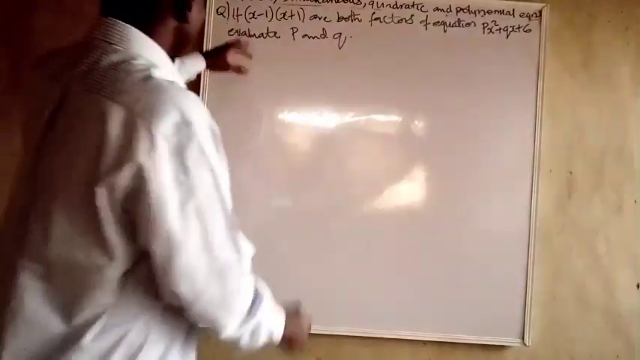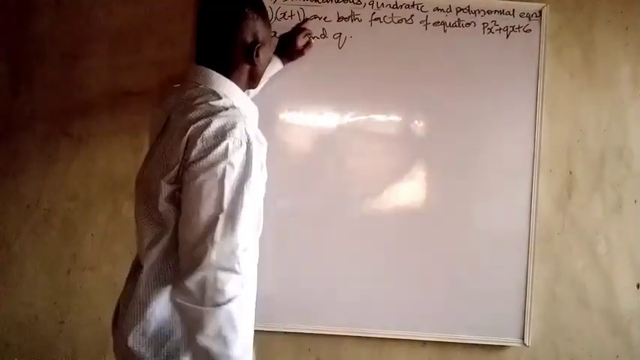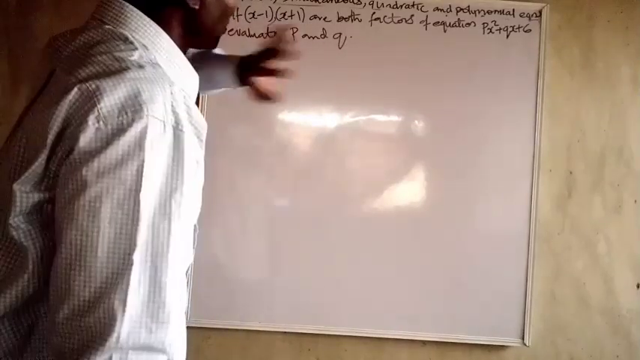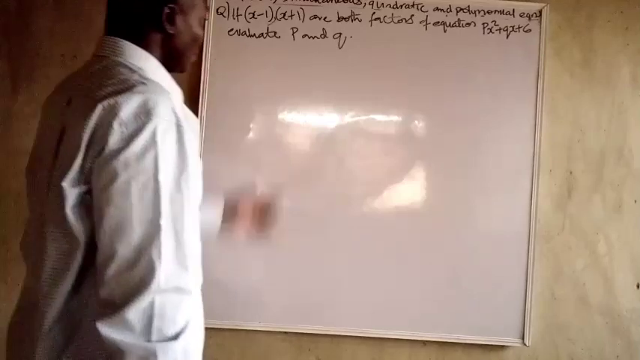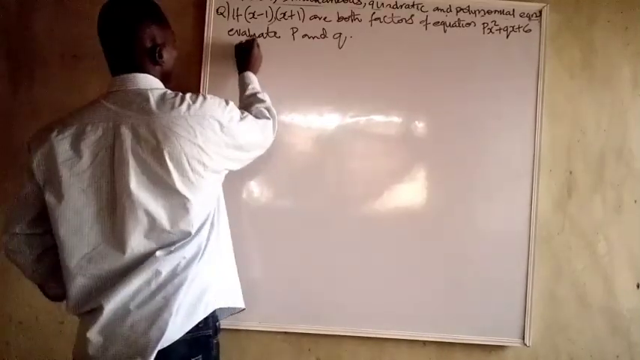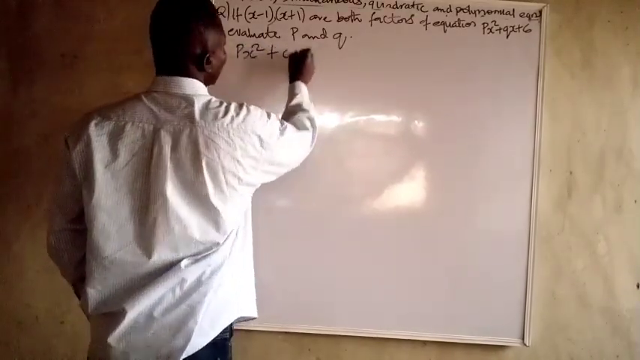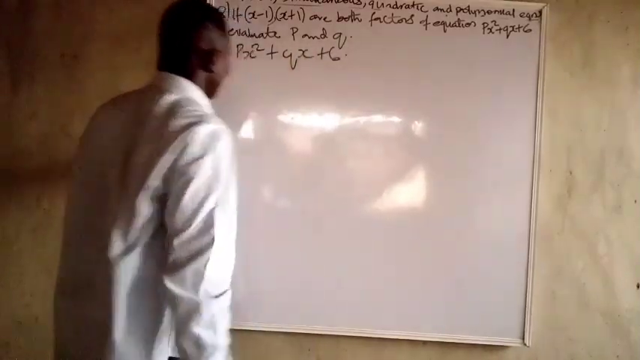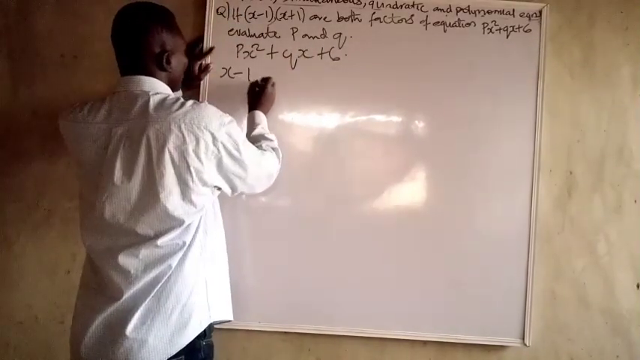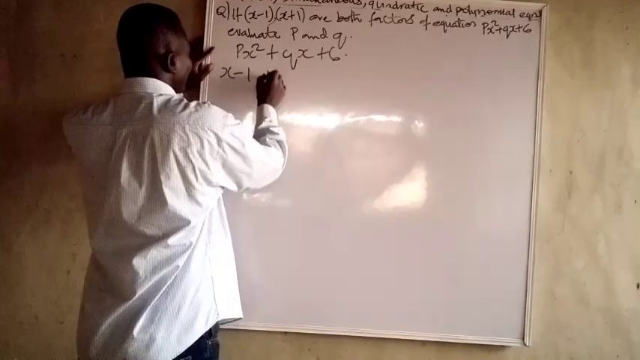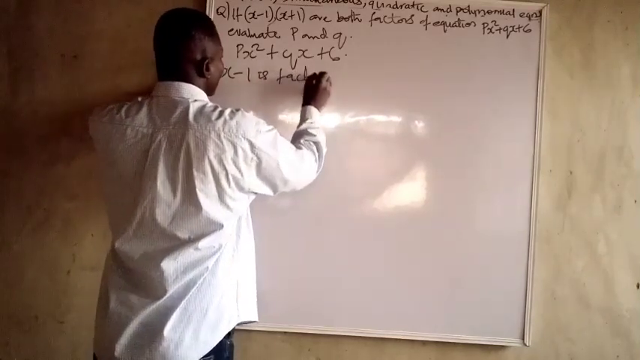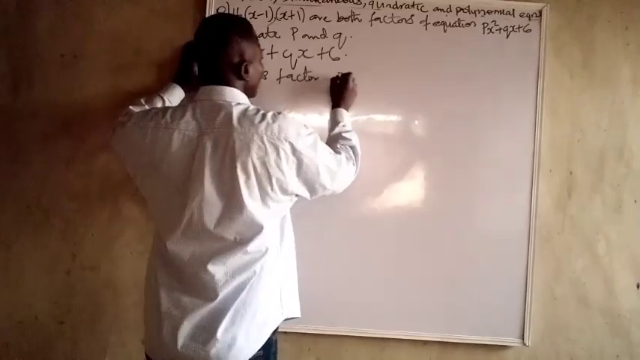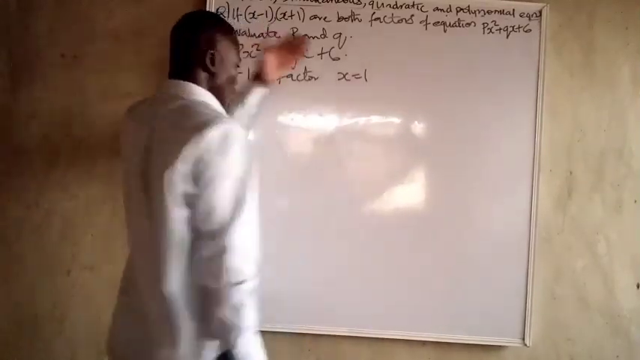If x minus 1 and x plus 1 are both factors of the equation px squared plus qx plus 6, evaluate p and q. So we have this equation px squared plus qx plus 6. And we are told that x minus 1 is a factor. So that is, if we substitute x equals 1 into the equation, we are going to have 0.